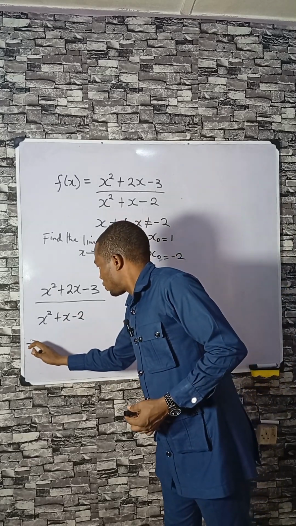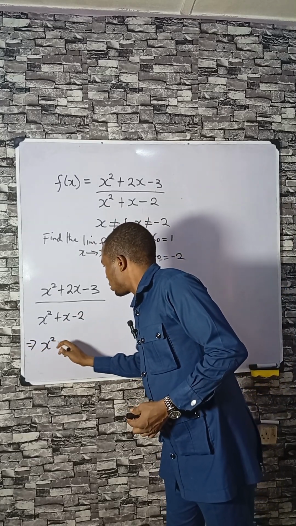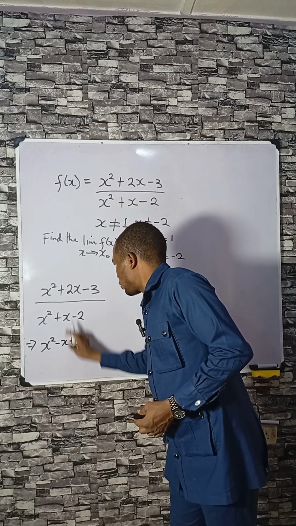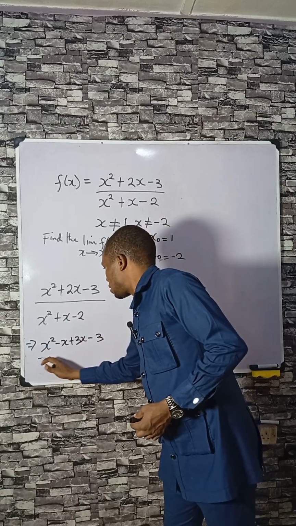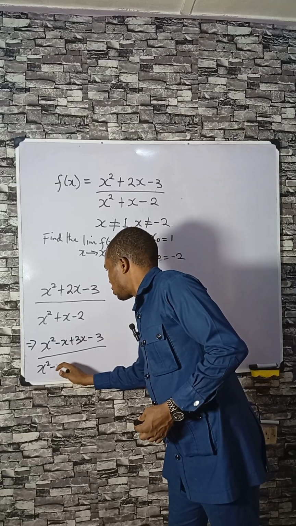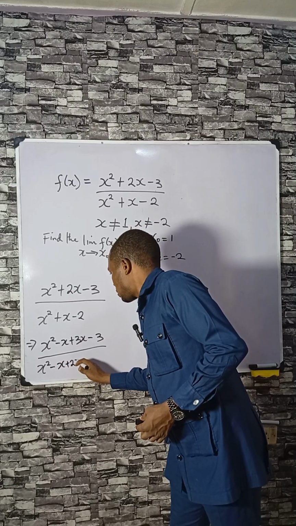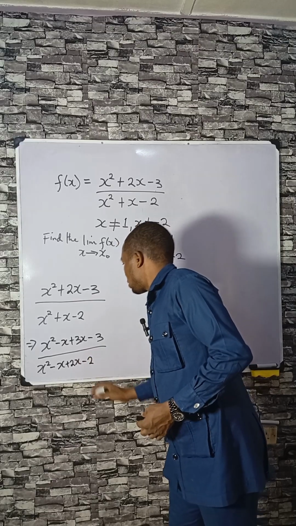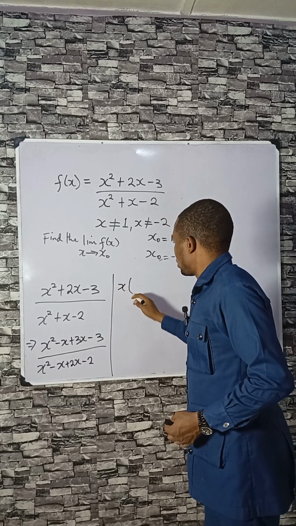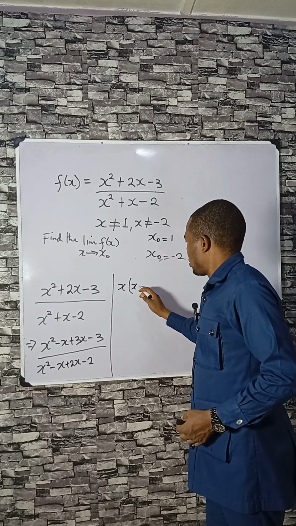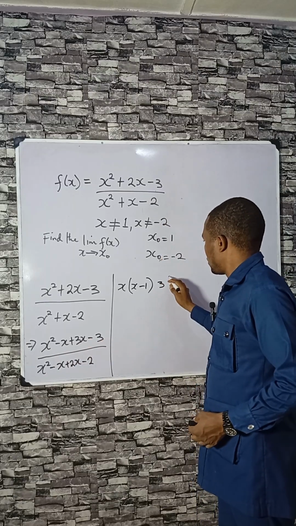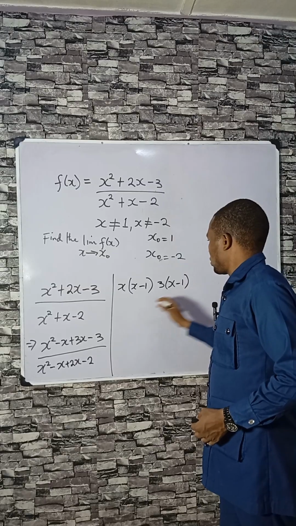For the first one here, we have x squared minus x plus 3x. I'll give you 2x there, minus 3. For this one we have x squared minus x plus 2x, give you plus x, then minus this. Now let's see by grouping: x into x minus 1 for this first one. Then this one, what is common here is 3 into x minus 1.